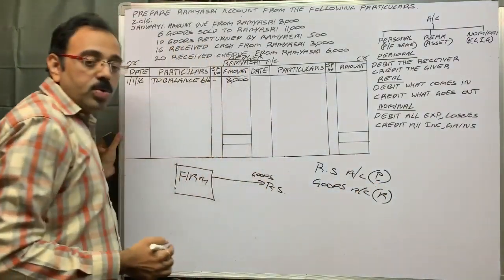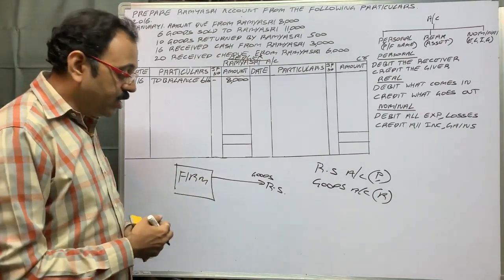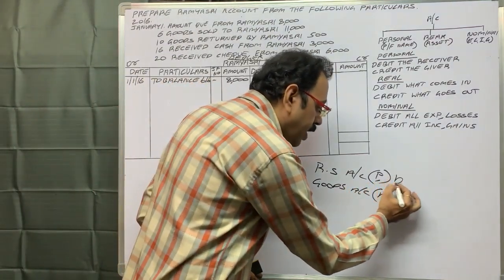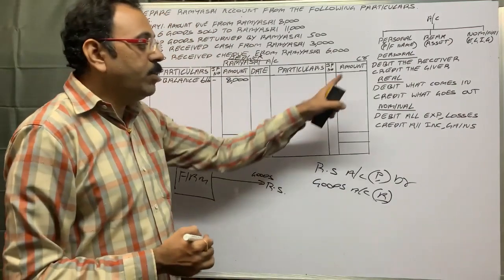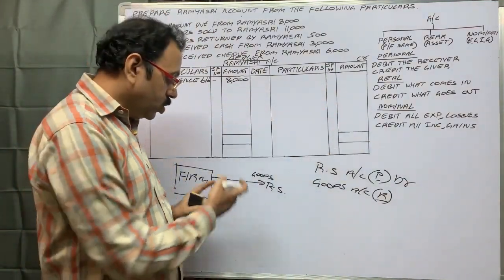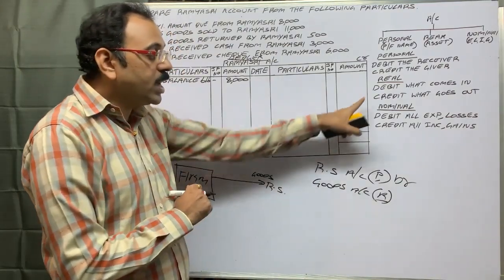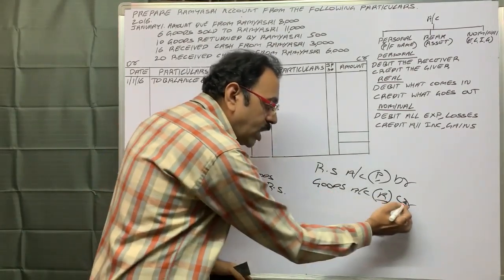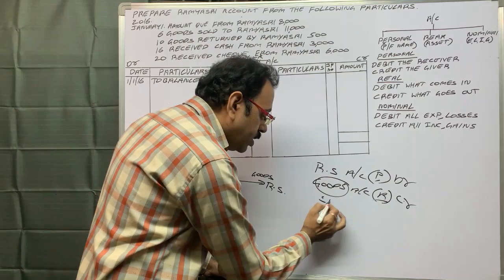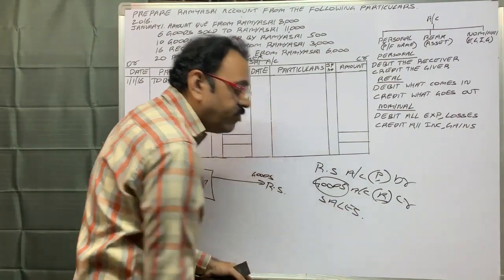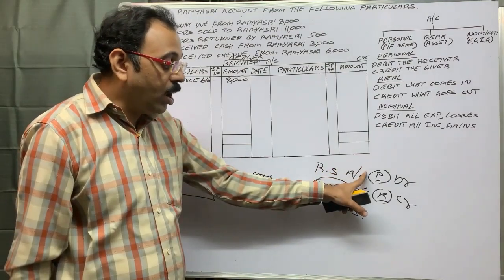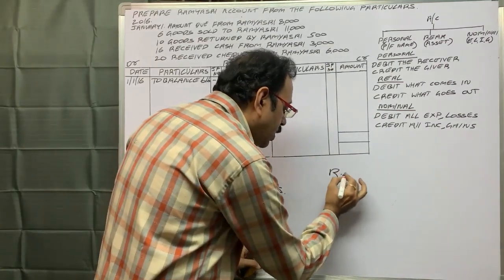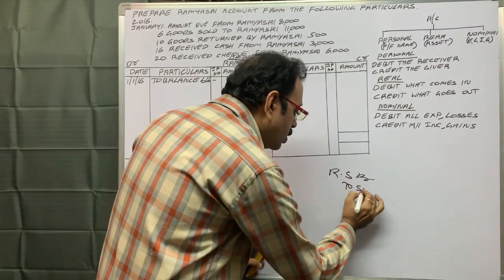Then what is the personal account rule? Debit the receiver, credit the giver. Here Ramyashri is receiving goods, no? She is a receiver. So what to do? Debit her. Then the real account rule: debit what comes in, credit what goes out. Goods are going from us. Therefore, the second line is applicable. Credit what goes out. Credit goods account. When goods go out on credit, instead of goods, what to write? Sales. So what is the final entry? Ramyashri account debit to sales account.